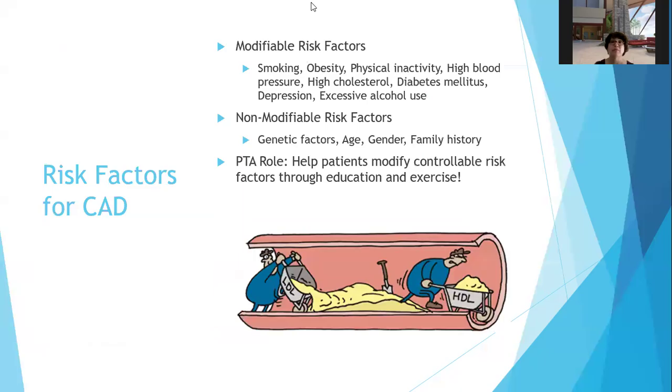So the modifiable and non-modifiable risk factors, this list is becoming familiar, right? You should know this. You can't do anything about your genetics, your age, your gender, your family history, but you can do something about those other things. So we can help patients modify controllable risk factors through education and exercise, our favorites.